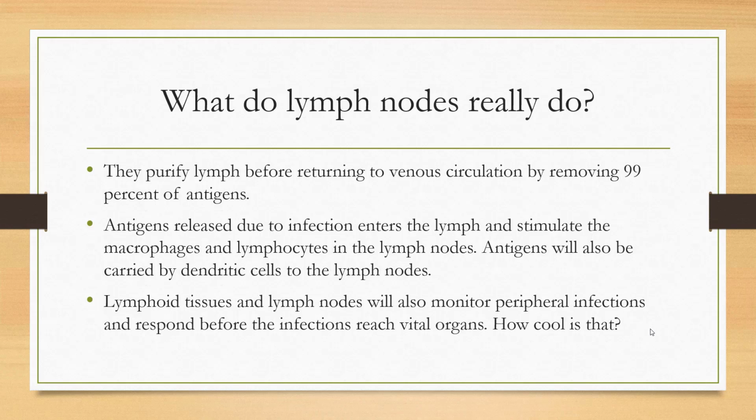So what do lymph nodes really do? They're going to purify the lymph before returning it to the venous circulation by removing 99% of antigens, which is super impressive. Antigens released due to infection enter the lymph and stimulate the macrophages and lymphocytes in the lymph nodes. The antigens will also be carried by dendritic cells to the lymph nodes. Lymphoid tissues and lymph nodes will also monitor peripheral infections and respond before the infections reach vital organs. Awesome.